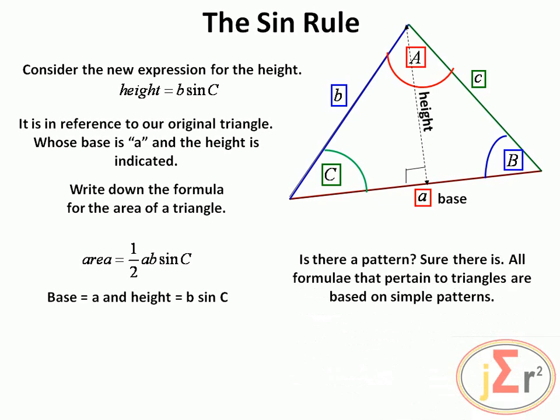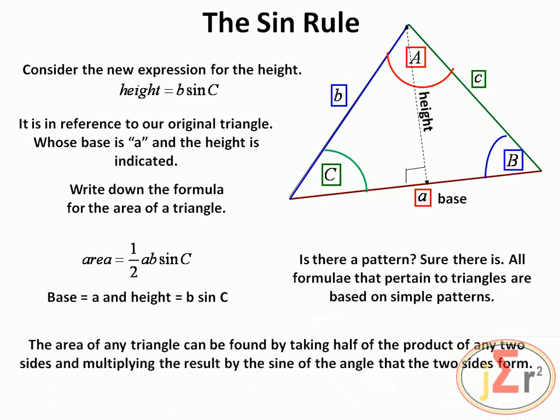All formulae that pertain to triangles are based on simple patterns. The area of any triangle can be found by taking half of the product of any two sides and multiplying the result by the sine of the angle that the two sides form. So we're going to take half of the product of any two sides. So any two sides of the triangle that you may want to use, you may. But you have to multiply that by sine of the angle that the two sides form.